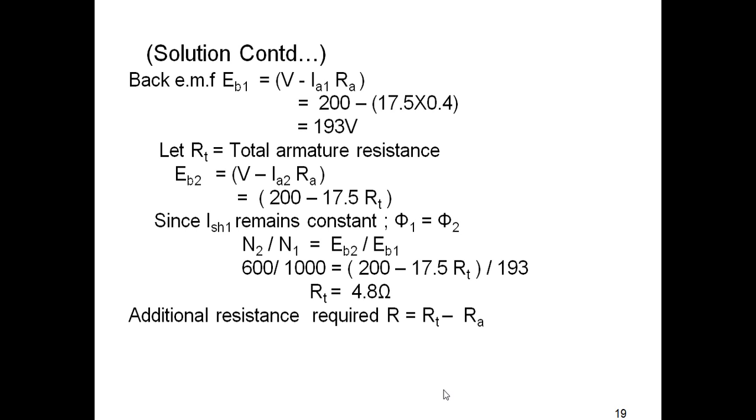To get the additional inserted resistance, we have to subtract the armature resistance from the total resistance, which is equal to 4.8 minus 0.4. We get the answer as 4.4 ohms.